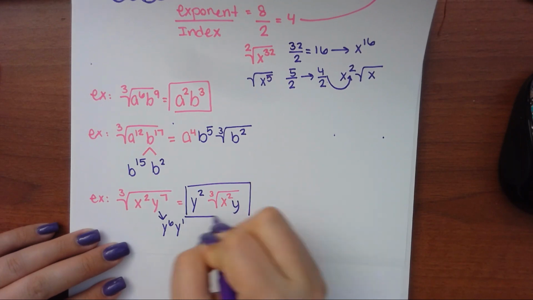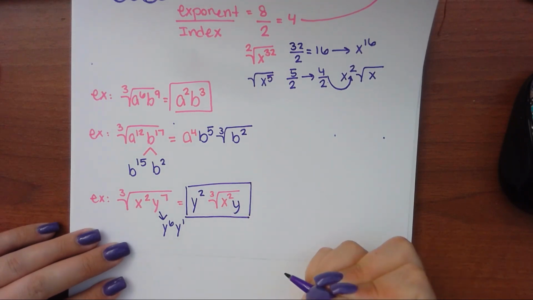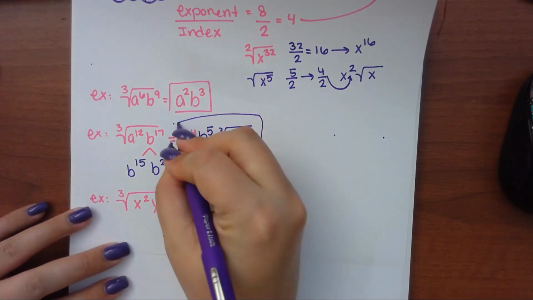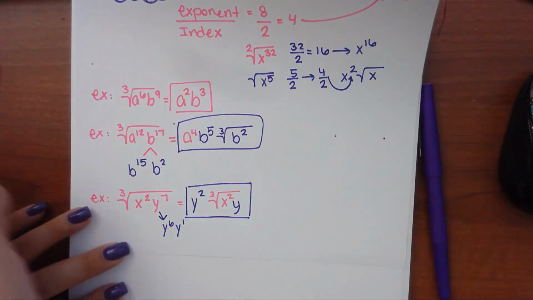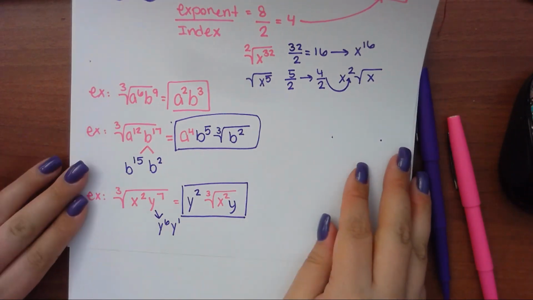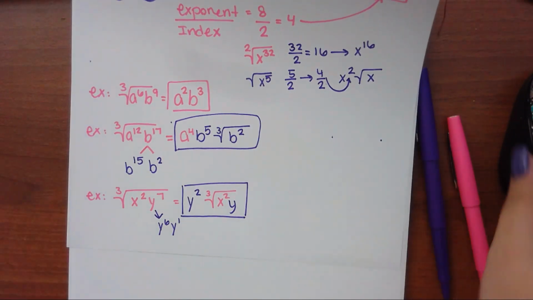So you kind of have to think about it in stages. Hopefully that last example cleared some things up for some of you if you're having questions. Otherwise, work together on this assignment because it can get kind of messy. But that is all for this lesson on simplifying radicals.